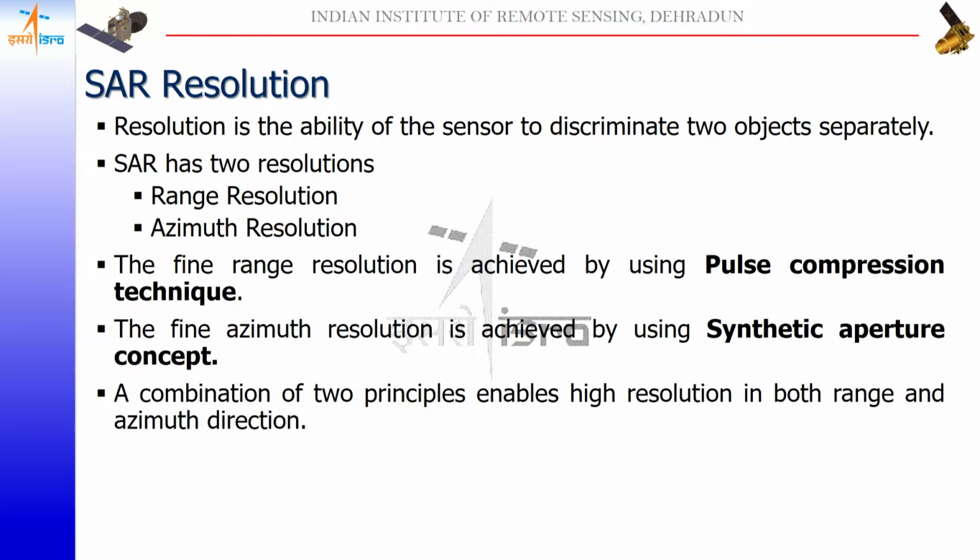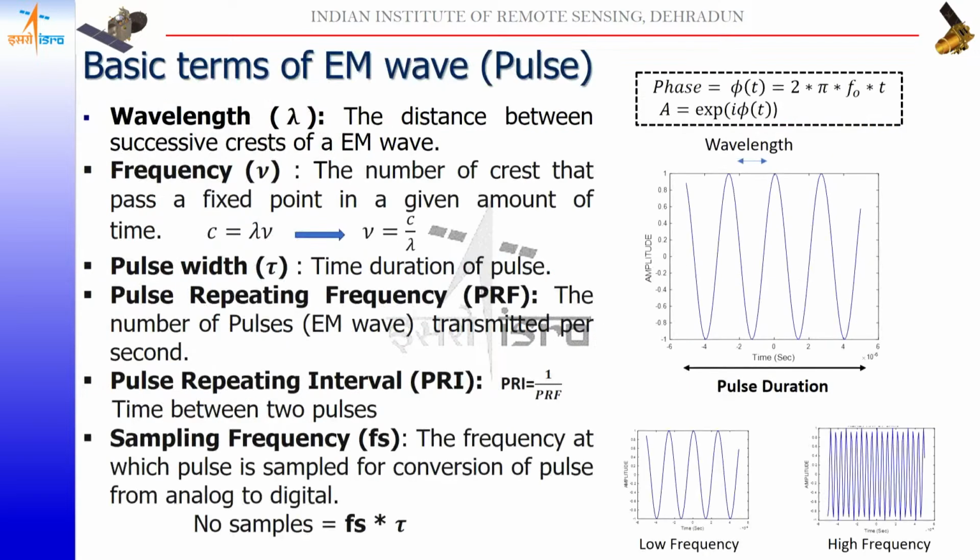The combination of these two principles enables us to get a high resolution in both range and azimuth direction. Normally in SAR raw data we are not able to see any feature, but using signal processing like the pulse compression technique, we will compress the signal, or we can say we can focus the image, so we can see some features on the SAR image.